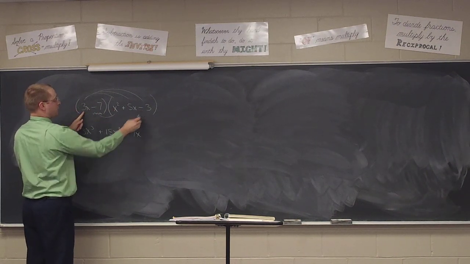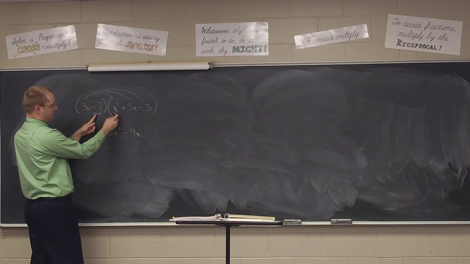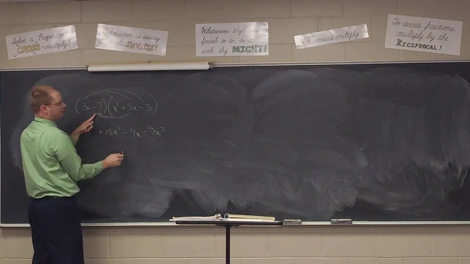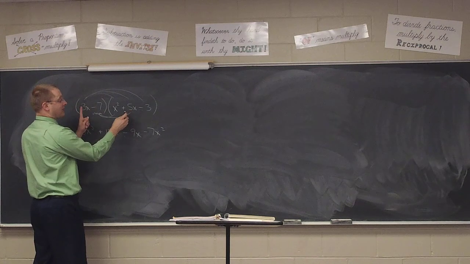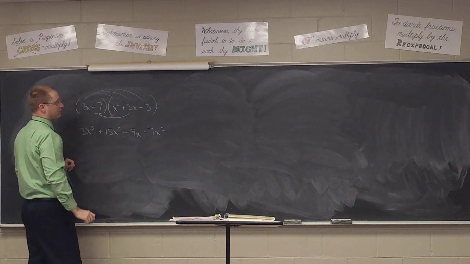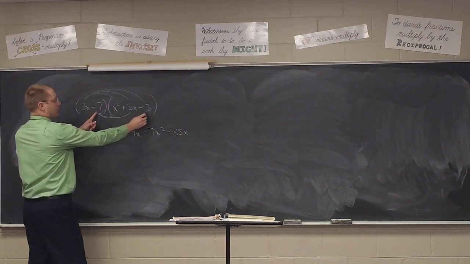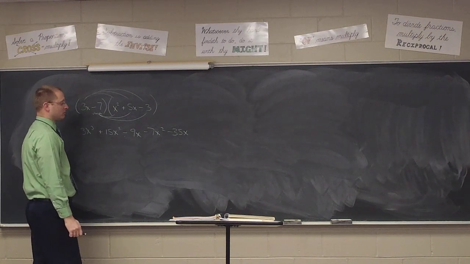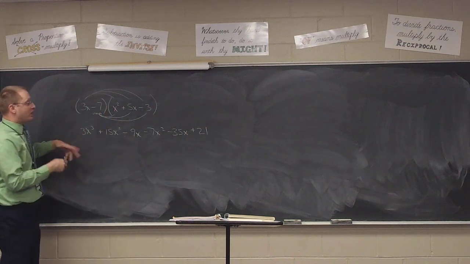Positive times negative is negative. 3 times 3 is 9. X times nothing is x. We're multiplying. Sign, number, letter. Negative 7x squared. Good. Then here, negative 2x, multiplying. Sign, number, letter. Negative 35x. There we go, because we're multiplying. And then the last, right here. Negative 21. Negative times negative? Positive 21. And then, of course, we could combine some like terms.